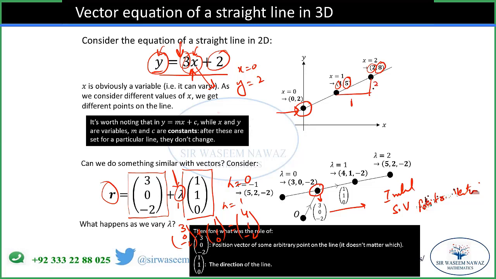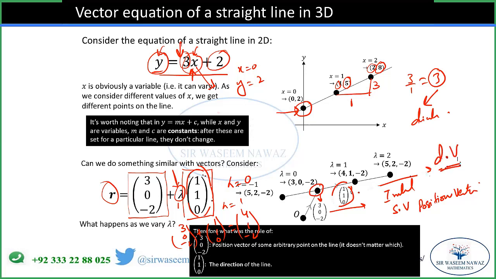From 5 to 8, change of 3. So gradient is 3 upon 1. So we have a gradient 3. And what is the role of gradient? That it gives the direction of the line. Yes, the same role is here of this vector (1, 1, 0). So this (1, 1, 0) vector, we call it a direction vector.